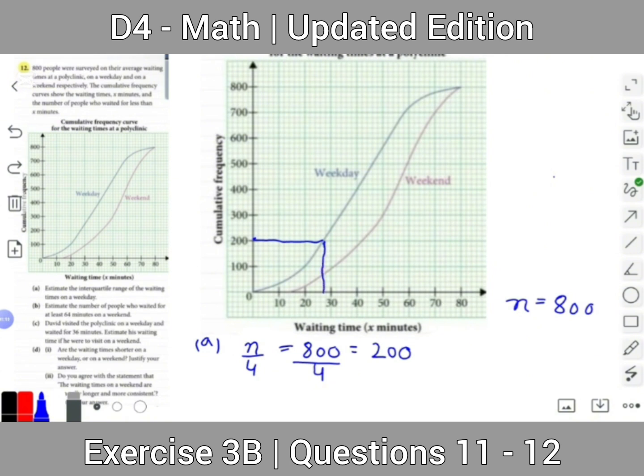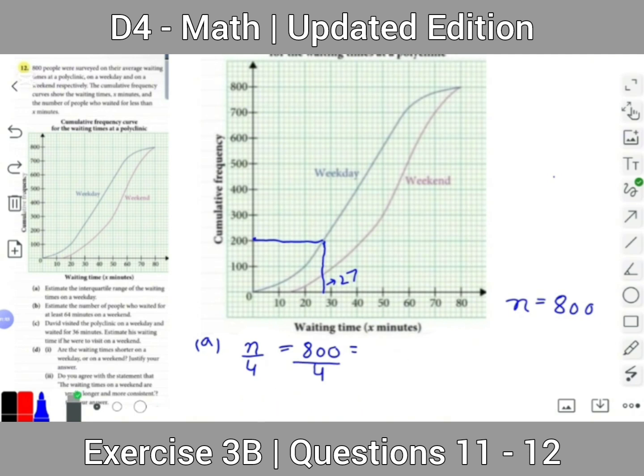So here we have the value lying somewhere between 28 and 29. So it is approximately, since we know that each square unit along the x-axis is equal to 2, so we have 22, 24, 26 and 28. So between 26 and 28 we have the value 27 approximately. So the estimated value of the lower quartile Q1 from the cumulative frequency curve representing the weekday is equal to 27.